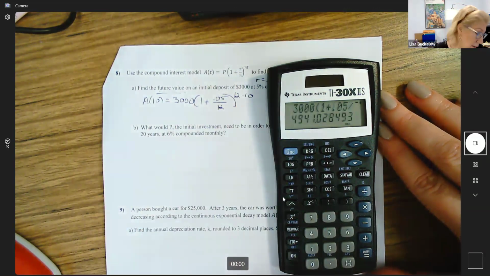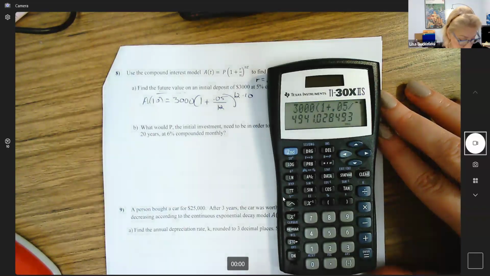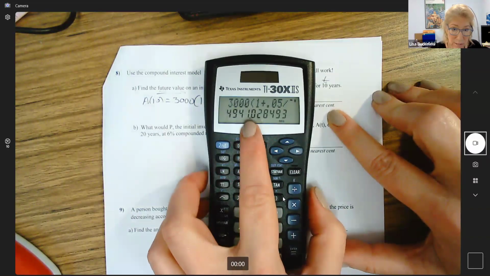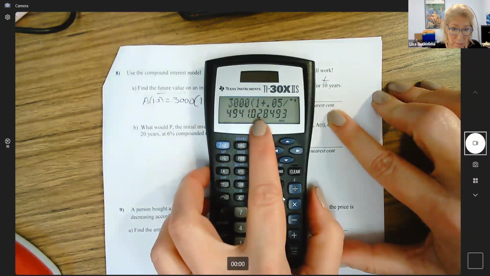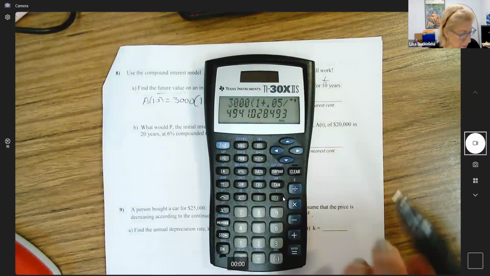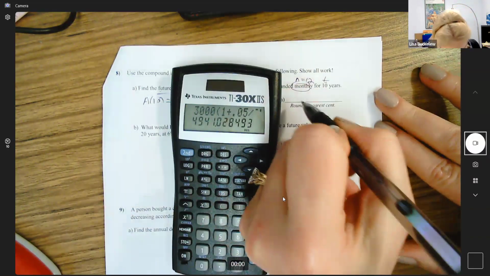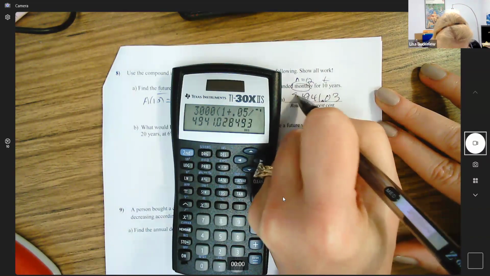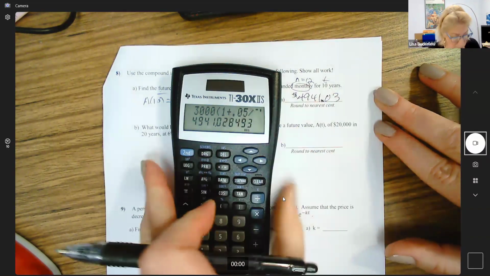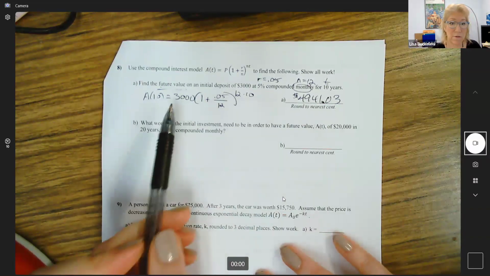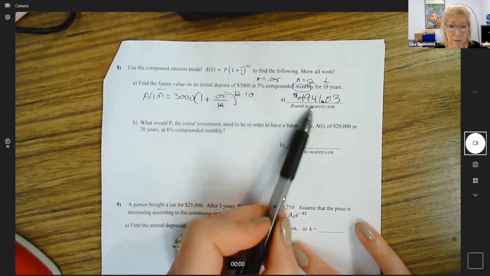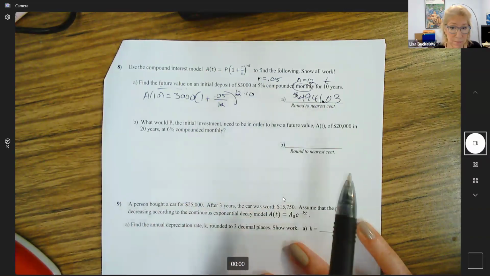Hit the answer. And I'm going to get 4941. I think we're rounding to the nearest cent, so that's 2 decimal places. So 0.028 will round up to 0.03. So 4941.03 is how much a $3,000 investment will grow to at the end of 10 years, compounded at 5% monthly. That's what it grows to, almost $5,000.